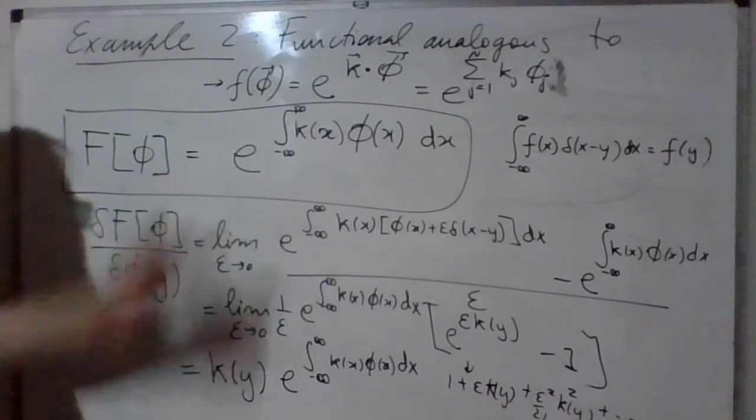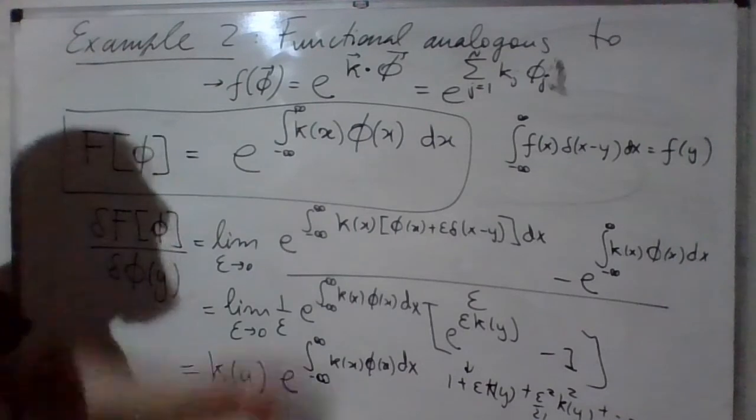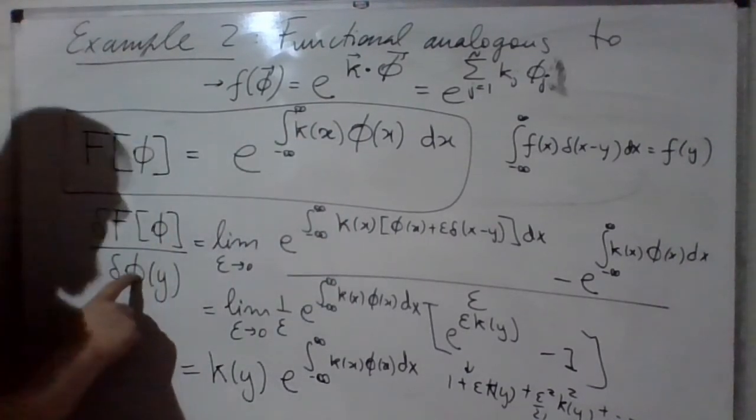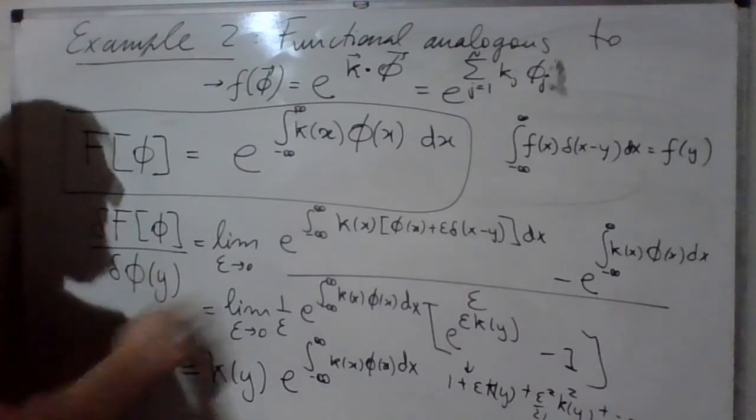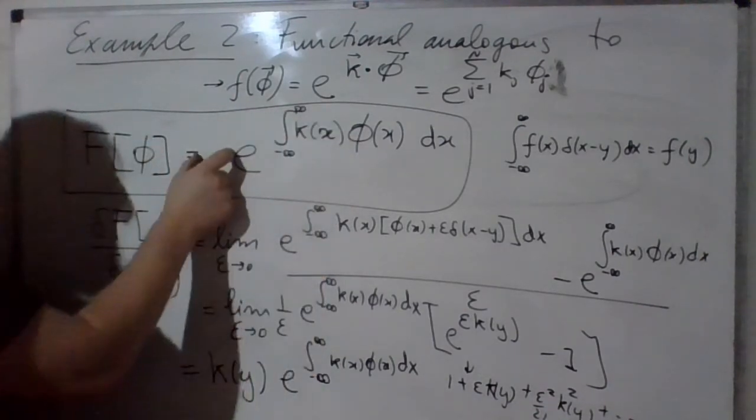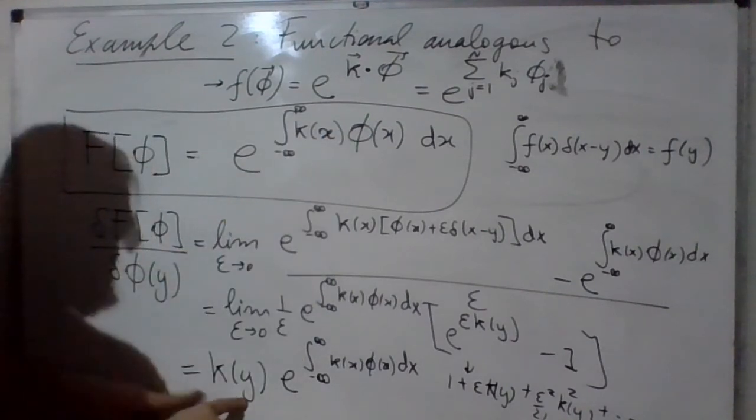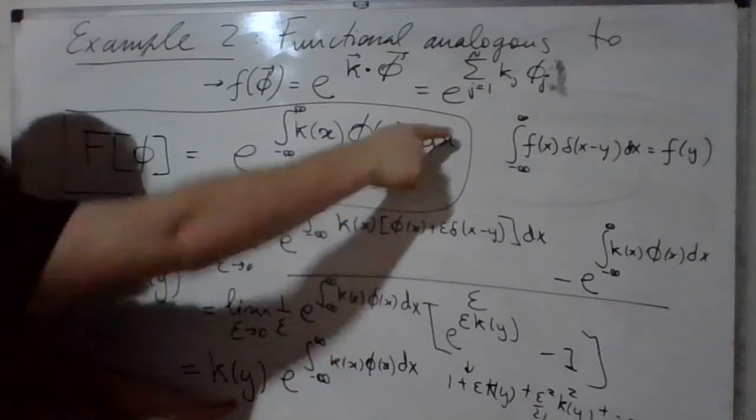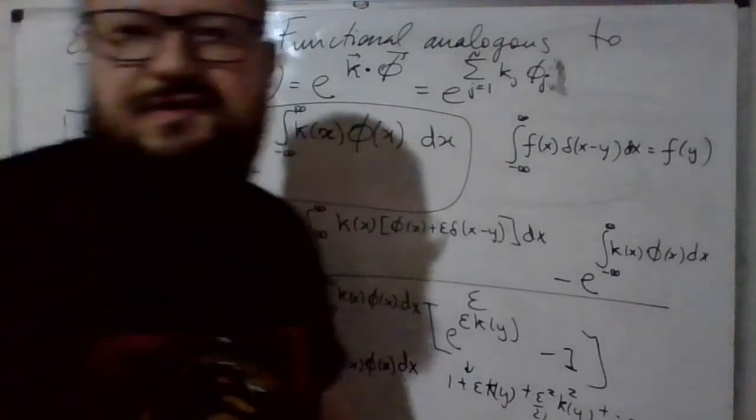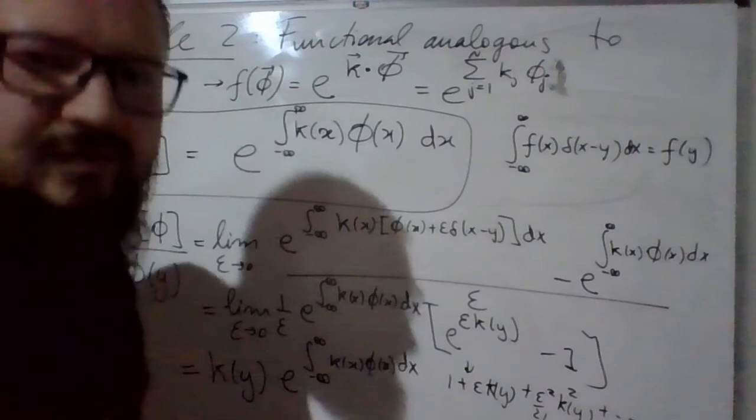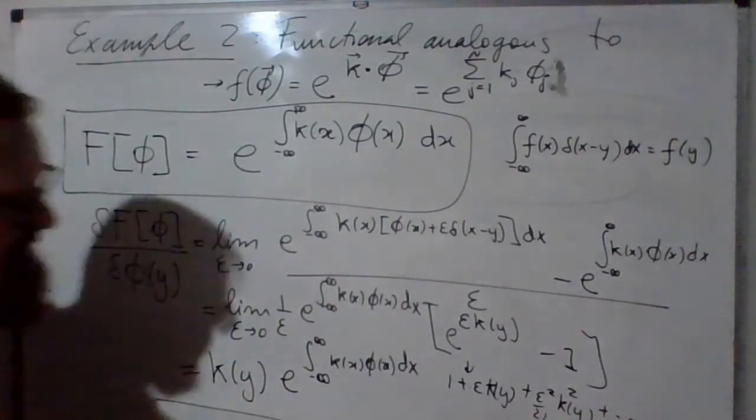You could consider the following. If you are calculating the derivative with respect to phi of y, just insert the multiplicative factor at that point y, and repeat the exponential. This is the functional analogous. Okay, so this is the result.